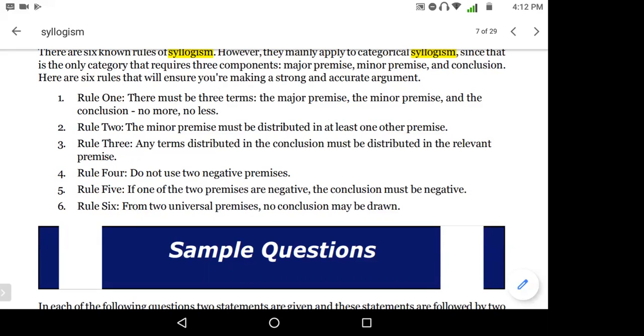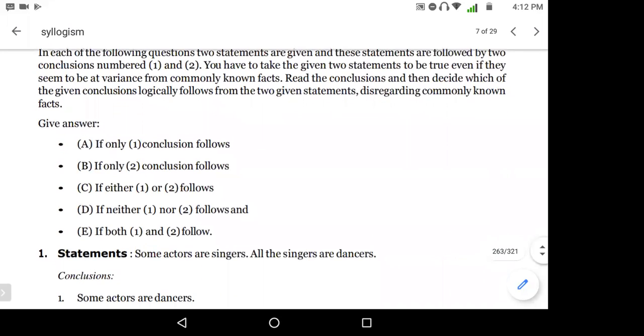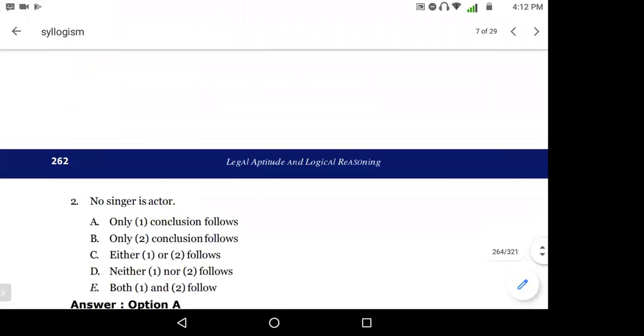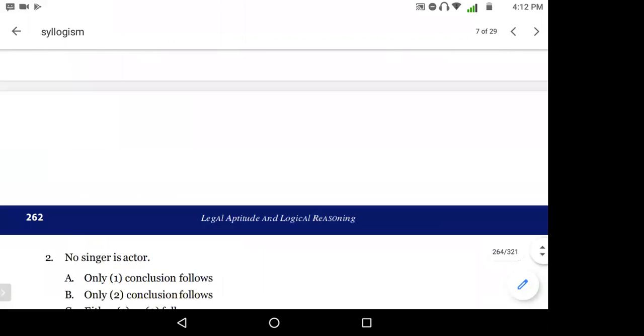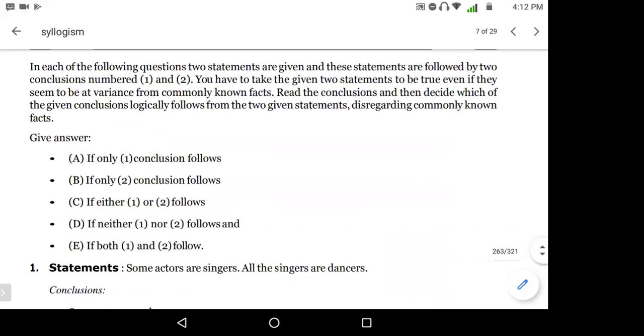Now let us solve few problems under syllogism. We will be able to understand. Now every question will be given the conclusions, and we are supposed to select if only one conclusion follows, if only two will follow, if either one or two follows, if neither one or two follows, if both will follow. So these are the fixed options here.